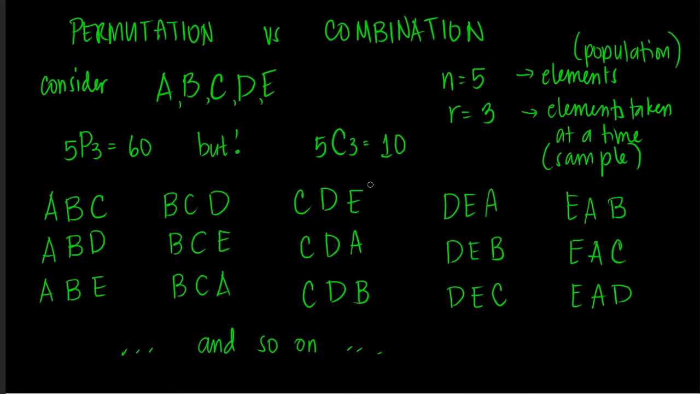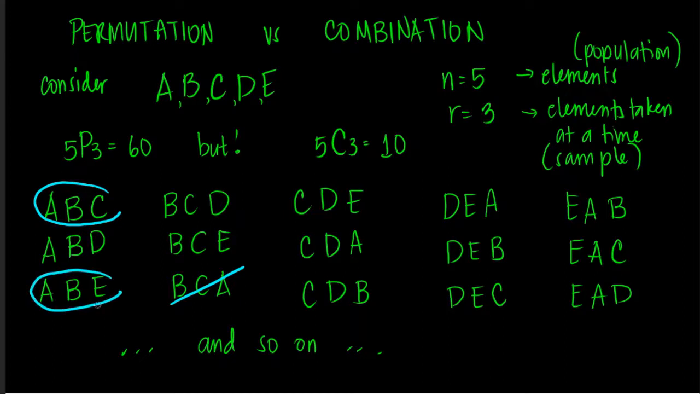Now, with combination, this is the difference. So, you can see here, A, B, and C, right? You have A, B, and C here. Now, combination will not count B, C, and A anymore. They are the same letters, right? You have A, B, and C, but they are rearranged. Now, combination will not consider that. Another one, A, B, and D. How about A, B, and E?